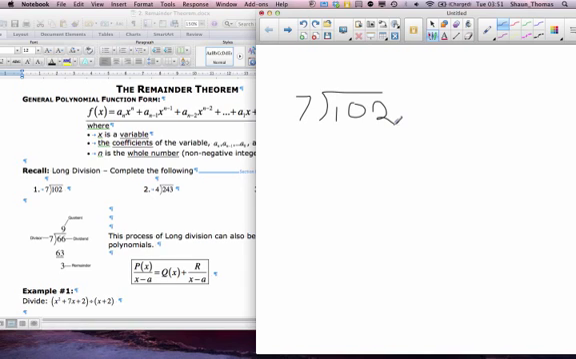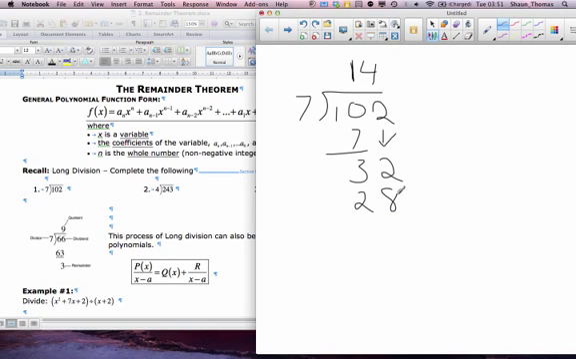So first off, 7 doesn't go into 1, but 7 goes into 10 one time. So we can write our 1 down here. Next, we take 10, subtract 7, which gives us 3. After that step, we carry down our 2. And now we have to consider how many times 7 goes into 32, which is 4 times. 7 times 4 is 28.